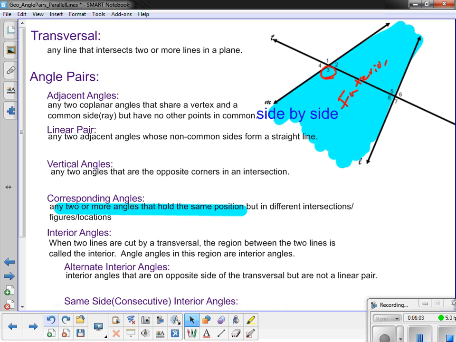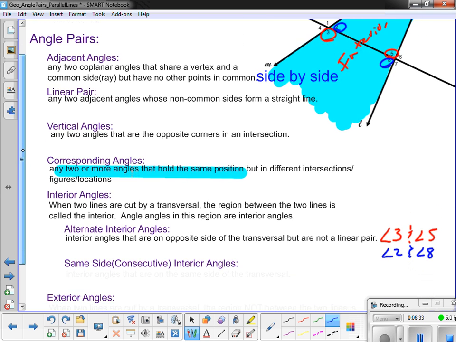Rather, 3 and 5 are alternate interior angles, because they're both inside, in the blue region, in the interior, and they're on opposite sides of the transversal. Likewise, 8 and 2 would also be alternate interior angles. They're on the opposite sides of it. Keep this figure in your head as we go scrolling down through these.